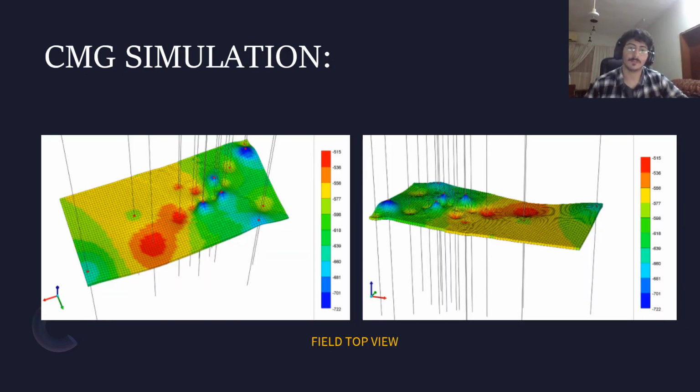CMG is a very powerful tool in our industry. It is used for various aspects, but for the beginning we started just to be able to visualize what kind of topography, what kind of geographical structures we have. In both pictures that we can see here, they are both representing the top view of our reservoir.